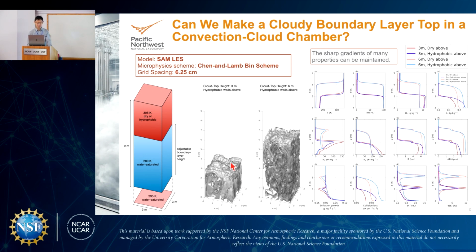And this is the result. We can adjust the boundary layer or mixed layer height. This is the result for 3 meters, and this is the result for 6 meters. And these are the profiles of temperature, relative humidity, mixing ratio, liquid water content, number concentration of haze, and number concentration of cloud droplets. This is the radius and the standard deviation of radius.